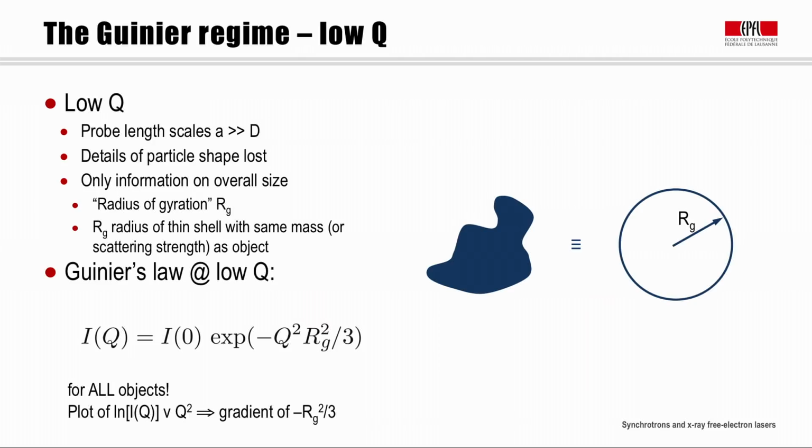Guinier's law states that, at low Q, the intensity follows the form I(Q) equals I0 multiplied by the exponent of minus Q squared Rg squared upon 3, and is valid for all objects, as long as Q is much smaller than 2 pi upon d. A plot of the natural logarithm of I(Q) as a function of Q squared therefore results in a gradient of minus Rg squared upon 3 in the Guinier regime.